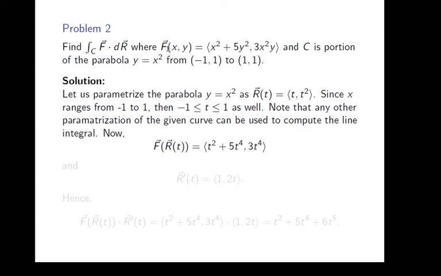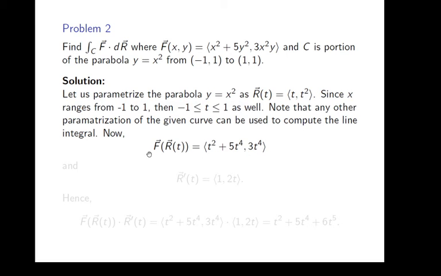So what is F evaluated at r of t? We plug in t to x and t squared to y. And so F evaluated at r of t will be t squared plus 5t to the 4th power. So that will be the first coordinate. And the second coordinate will be 3t squared times t squared, which simplifies into 3t to the 4th.